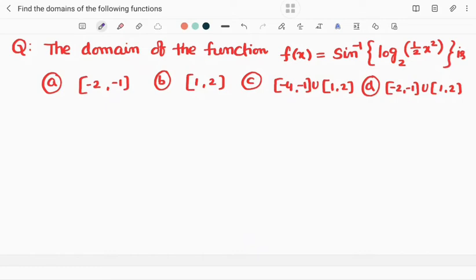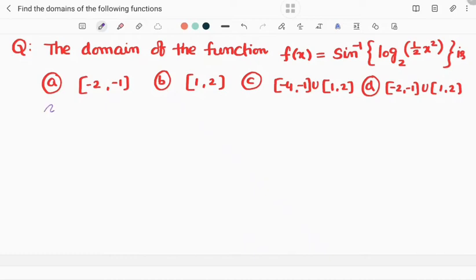In this video, we are going to discuss the domain of the function. The different types of problems we will discuss now. The domain of the function f of x equal to sine inverse of log of 1 by 2 x squared to the base 2 is. These are the options available.